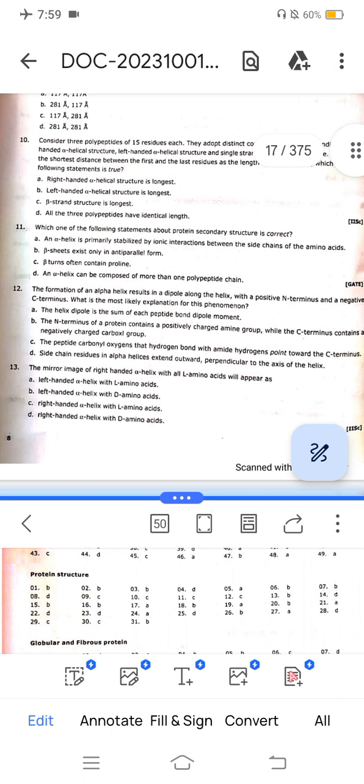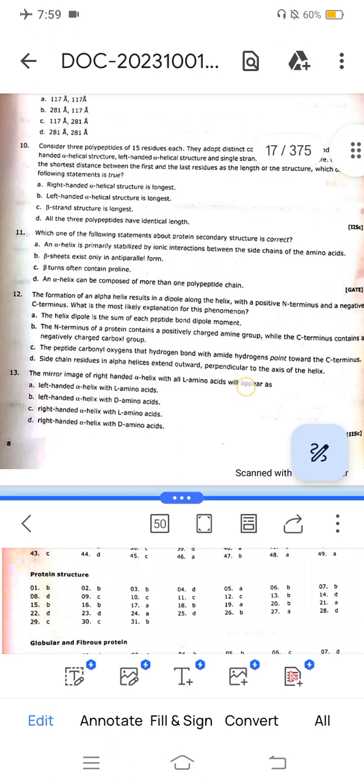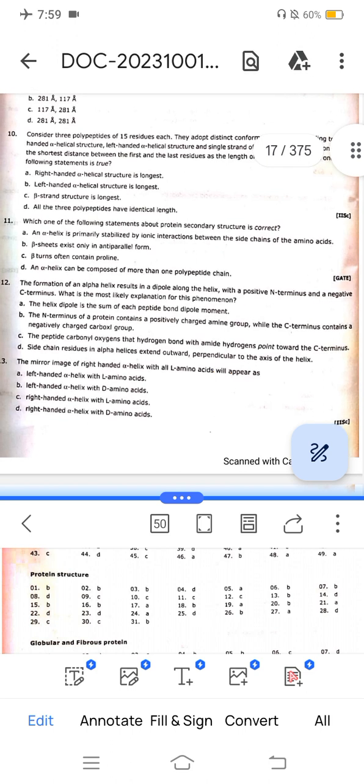And the formation of an alpha helix results in a dipole along the helix with a positive N terminus and a negative C terminus. What is the most likely explanation for this phenomenon? Question 12, the answer is supposed to be C. The peptide carbonyl oxygens that hydrogen bond with amide hydrogens point towards the C terminus.